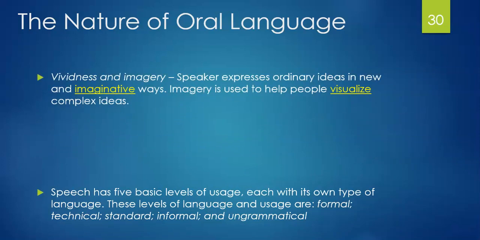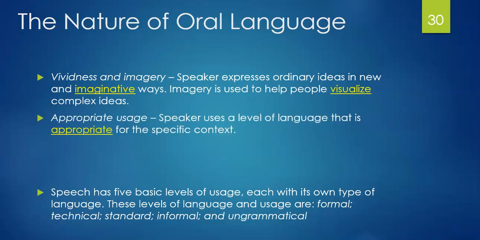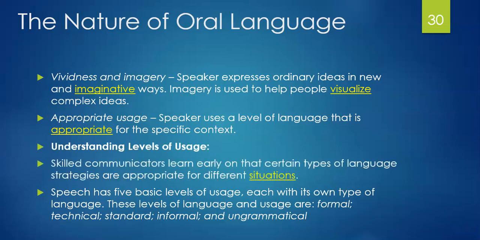Vividness and imagery. The speaker expresses ordinary ideas in new and imaginative ways. Imagery is used to help people visualize complex ideas. Appropriate usage. The speaker uses a level of language that is appropriate for the specific context. So, understanding levels of usage. Skilled communicators learn early on that certain types of language strategies are appropriate for different situations. Speech has 5 basic levels of usage, each with its own type of language. These levels of language and usage are formal, technical, standard, informal, and ungrammatical.